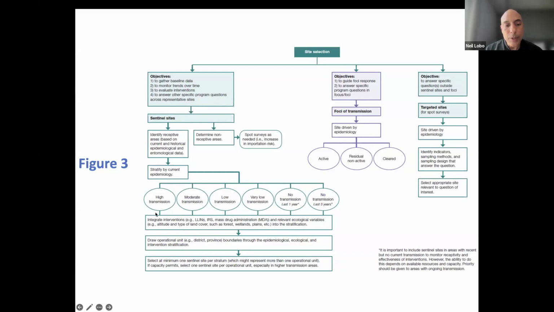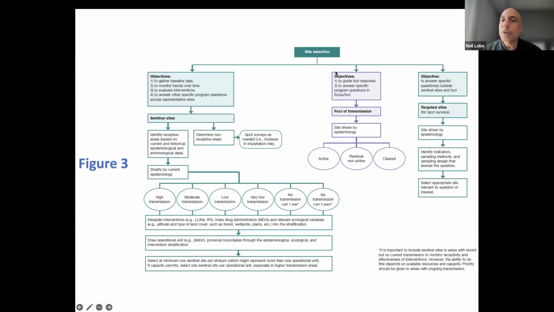And then, for example, you could draw operational units across districts and then pick at least one Sentinel site per strata. And the strata would be based on your operational units, your bednet coverage, the amount of malaria you have, your entomology, all those things. If it's non-receptive, you'd obviously want to do a spot survey and not have to go back there a lot.